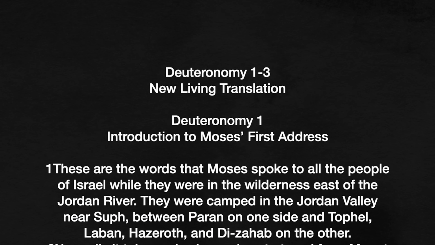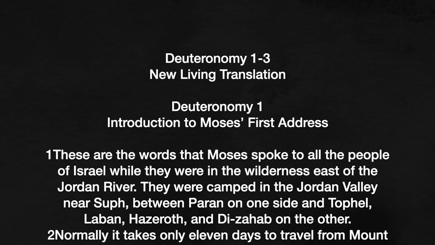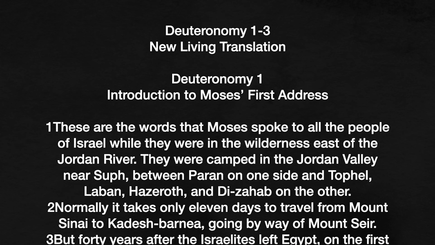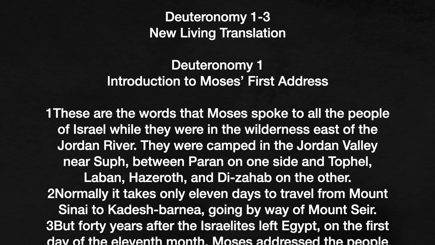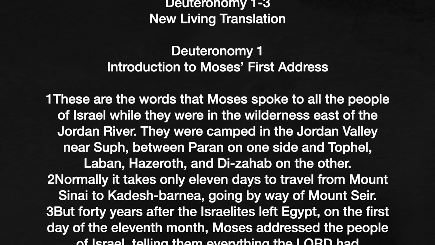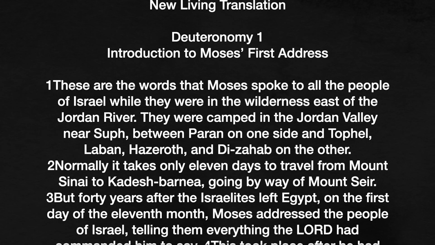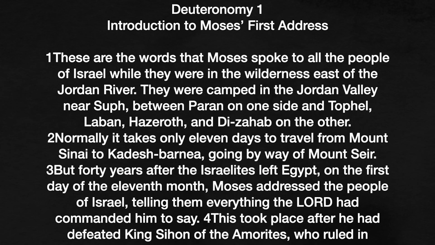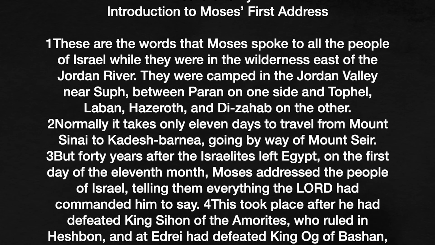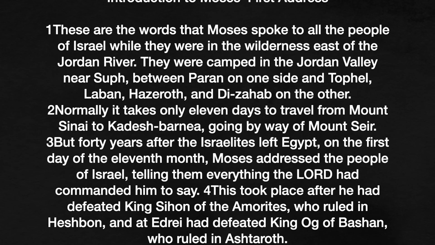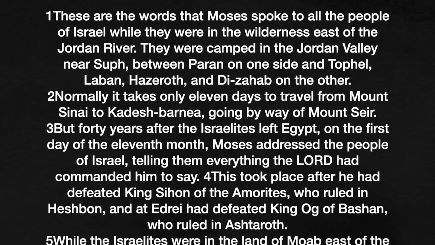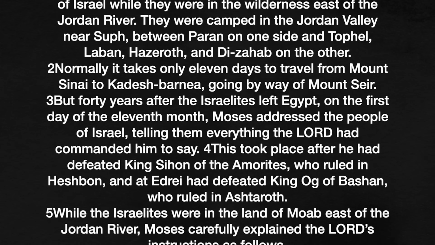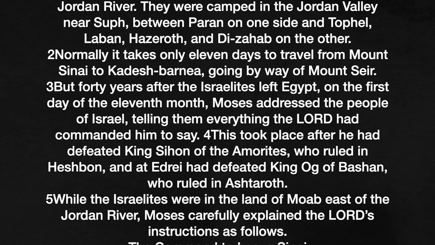Deuteronomy 1. These are the words that Moses spoke to all the people of Israel while they were in the wilderness east of the Jordan River. They were camped in the Jordan Valley near Suph, between Paran on one side and Tophel, Laban, Hazeroth, and Dizahab on the other. Normally it takes only 11 days to travel from Mount Sinai to Kadesh-barnea, going by way of Mount Seir. But 40 years after the Israelites left Egypt, on the first day of the 11th month, Moses addressed the people of Israel, telling them everything the Lord had commanded him to say.